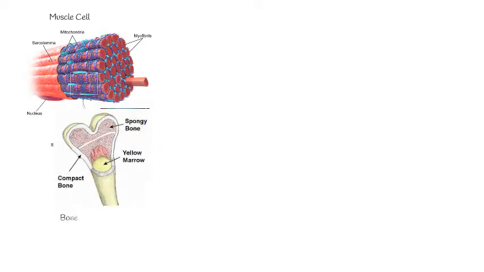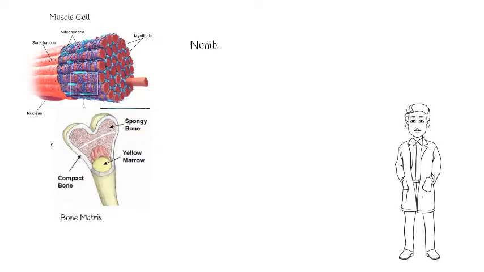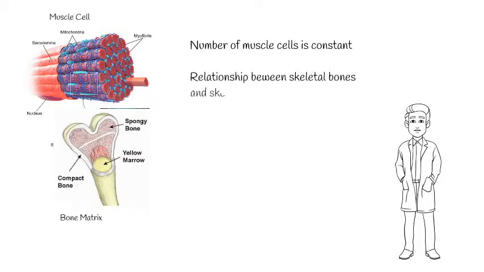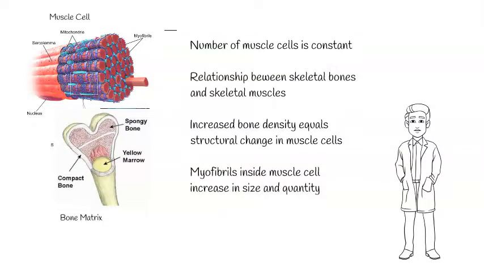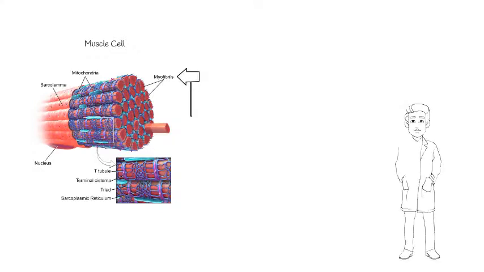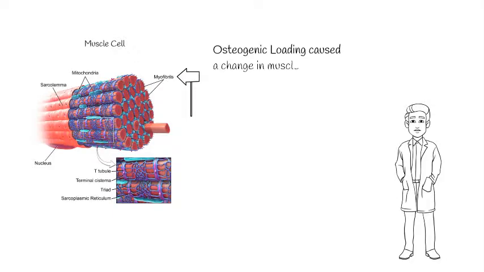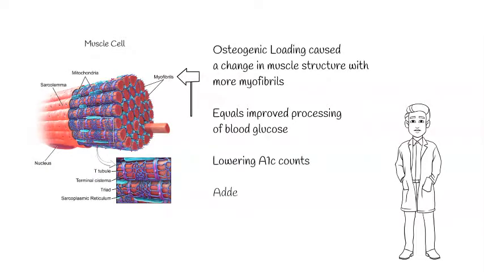The number of muscle cells you have is constant, birth to death. However, remember I told you earlier of a relationship between skeletal bones and skeletal muscle, about neural inhibition, where muscles cannot produce more power than what the skeletal system can handle. When bone density is increased, there is an adaptive response by the muscle system. A structural change takes place, as myofibrils inside the muscle cell are increased in size and quantity. This change in muscle cell structure by increasing myofibrils quantity and size results in improved processing of blood glucose, lowering A1C levels, and also results in added functional strength without bulk.